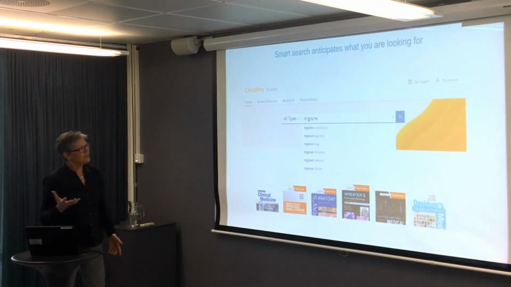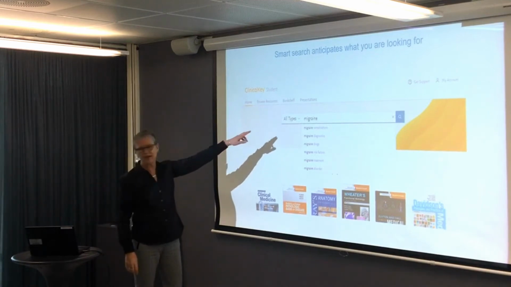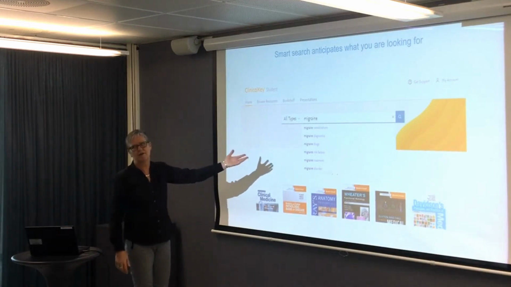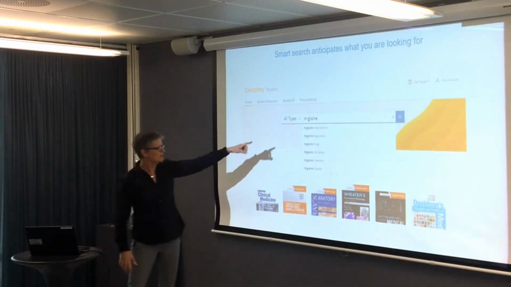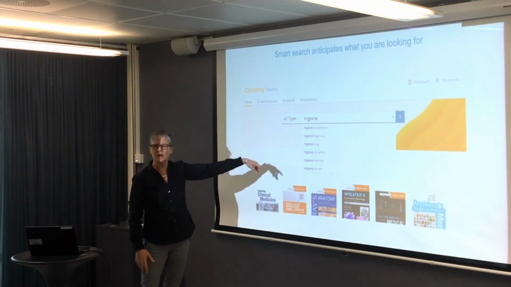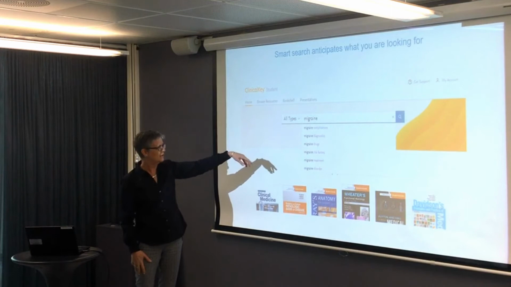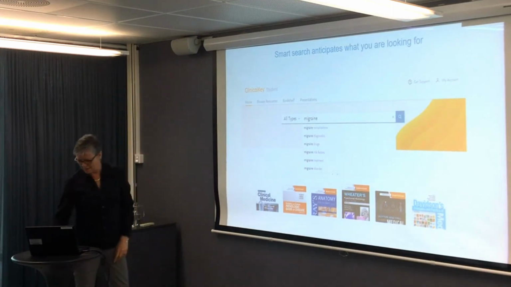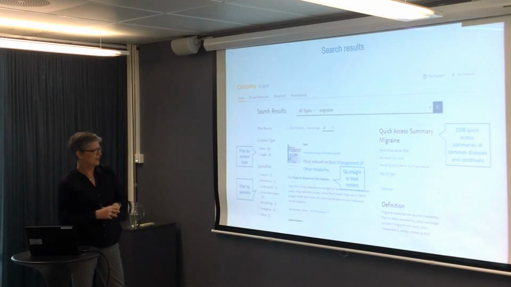So when you're using the search button, you type in a word and it anticipates what you're looking for. I've typed in migraine there, which is, you know, a quite common condition, and it brings up all these different suggestions of things that you might be looking for, things that other people have looked for in association with migraine. Then just click the search button, and it comes up with a variety of hits here.